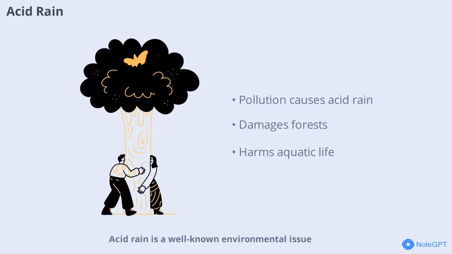Acid rain is a well-known environmental issue. It forms when pollutants like sulfur dioxide and nitrogen oxides mix with rainwater, creating strong acids. Acid rain can damage forests, harm aquatic life, and erode buildings. Understanding acids and their effects helps us find ways to reduce pollution and protect our environment. It's a reminder that chemistry isn't just in the lab, it's all around us.